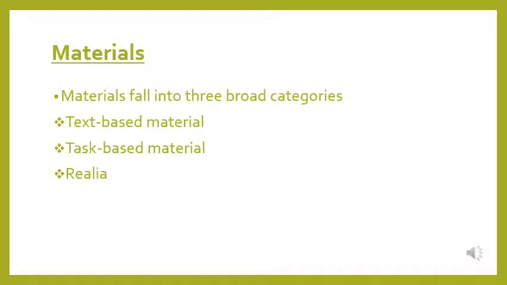The materials used in this approach fall into three broad categories. The first one is text based material, the second one is task based material, and the third one is realia, that is real objects. So these are the materials which are used in the communicative approach.